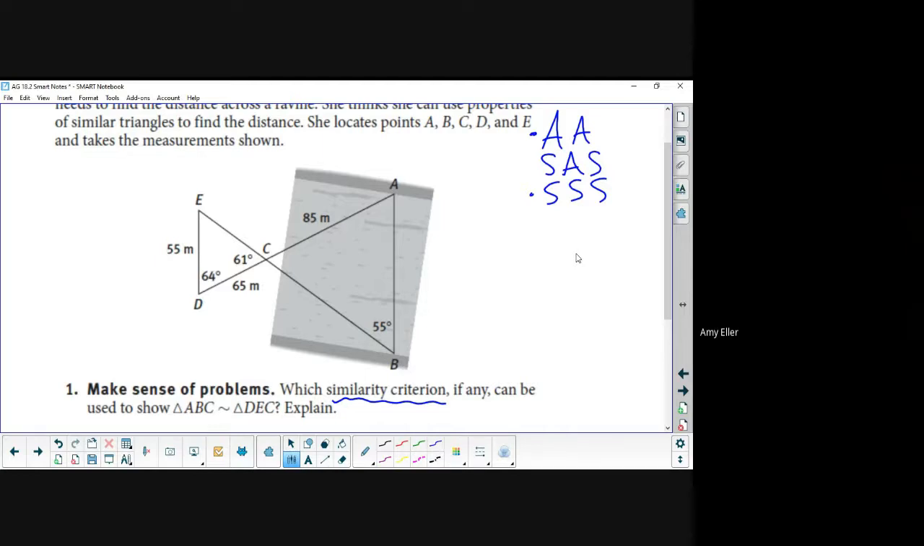We want to see if any of these is going to work for these 2 triangles. I definitely know this isn't going to work because I don't see 3 side lengths listed for each one. I don't even see 2 sides listed. Here's a side here and one here, but I only have 1 there. I would have to have 2 sides of this triangle and 2 sides of that triangle. So if they're similar, AA is going to be the only way to go. Does anybody see 1 set of angles that are the same? Vertical. Very good. Let's mark these vertical.